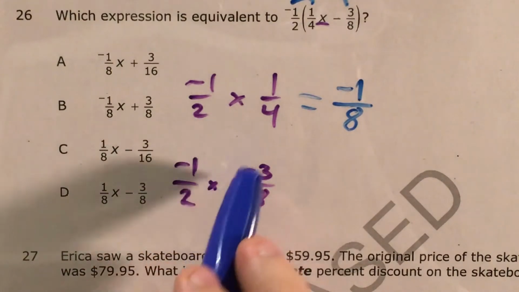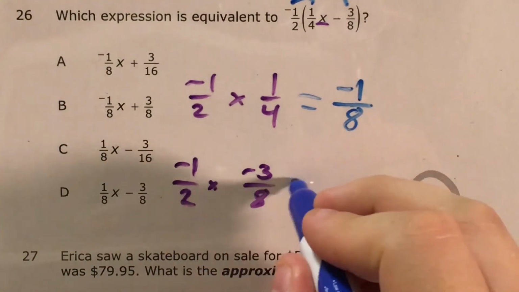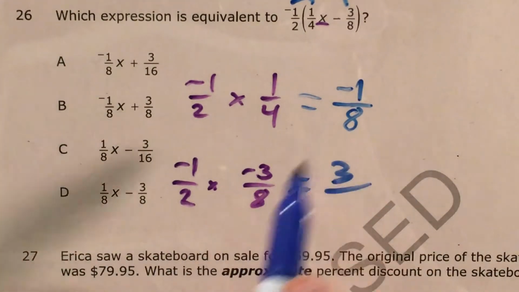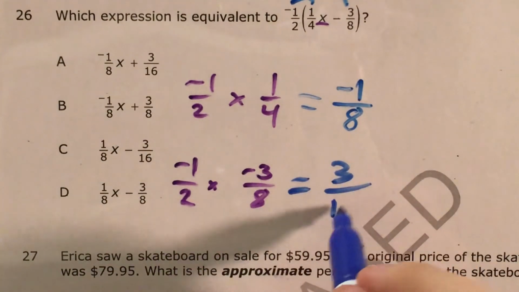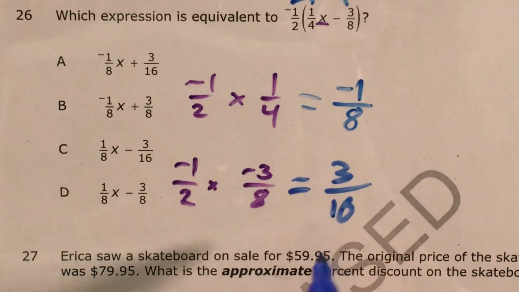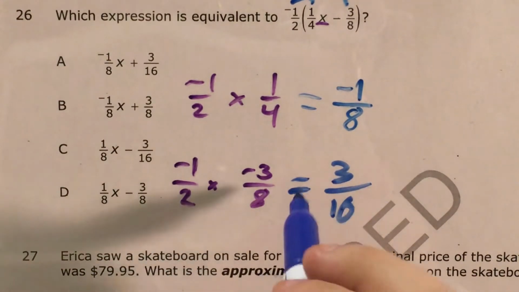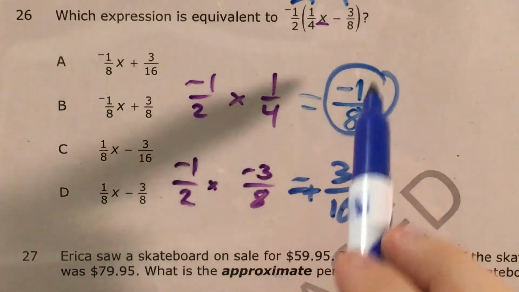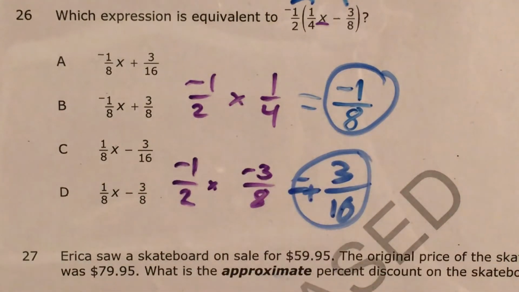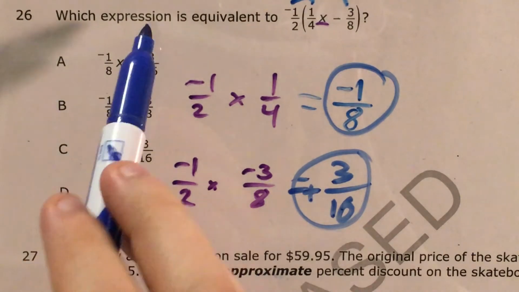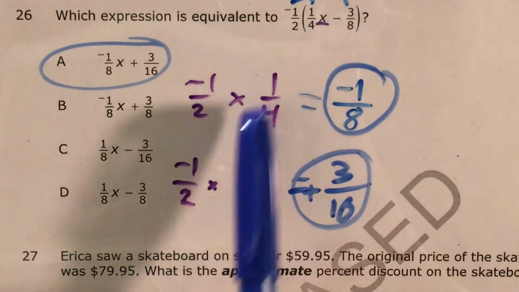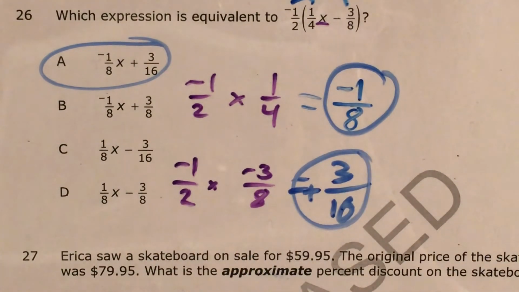So negative 1 times negative 3, a negative times a negative is a positive, so that gives us positive 3. 2 times 8, positive times positive gives us positive 16. 3/16 ends up being this fraction, and I'll go ahead and say that this is positive. So we're looking for whatever answer has negative 1/8 and positive 3/16, and it looks to me like that's going to be choice A.